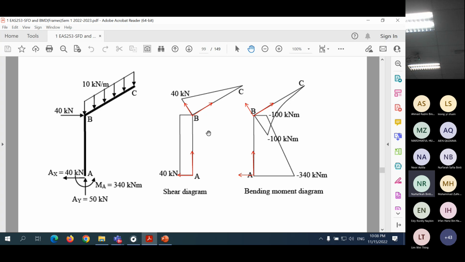Then the qualitative deflected shape. For the qualitative deflected shape, look at the bending moment diagram. Where is the compression side? How is the frame supported?